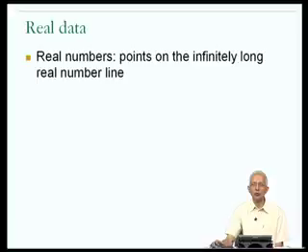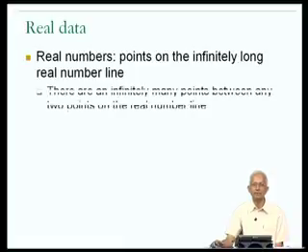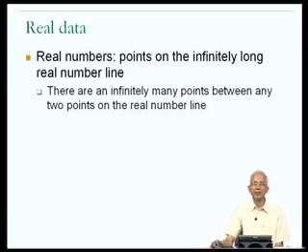And you also know that between any 2 points on the real number line there are an infinite number of other points, and therefore an infinite number of other real numbers. So these are the properties of real data. So there are infinitely many points between any 2 points on the real number line. And you're all familiar with the real world phenomenon which must be modeled as real numbers.